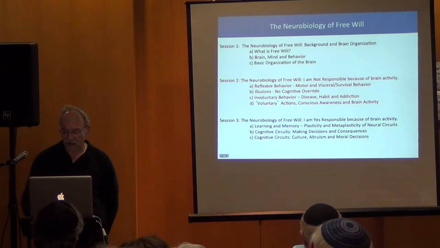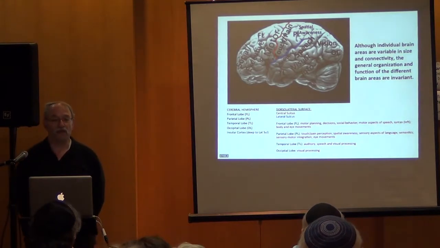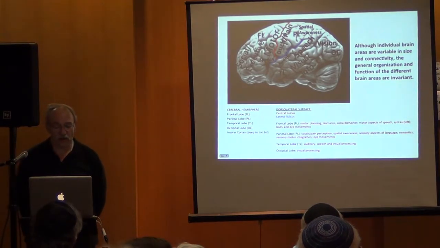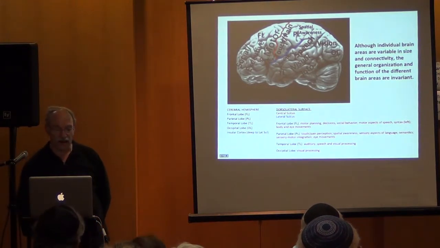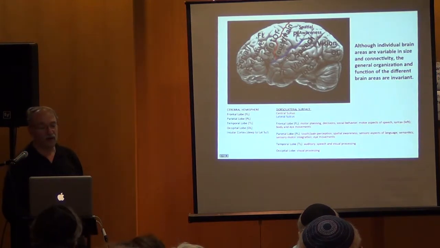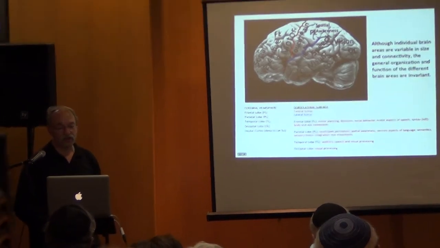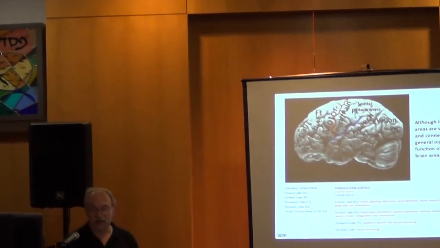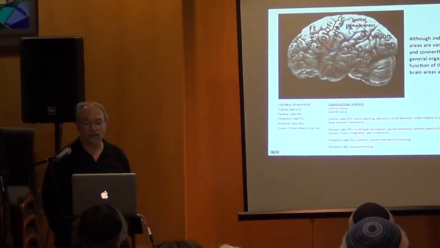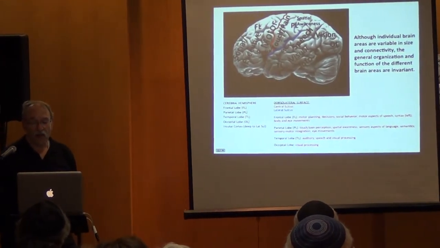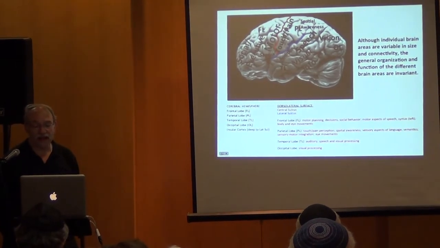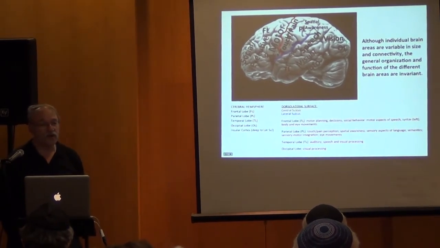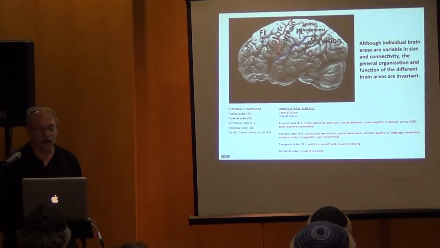All right, so with that as a description of what I'll be discussing today, let me remind you about some of the things we talked about last time. So here we have, and I'm going to use the arrow here to point out various structures, the lateral view of the brain, the cortex. We described last time the fact that much of the brain is associative, that is, it's involved with cognitive function.